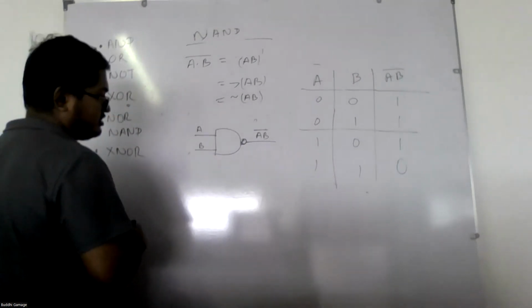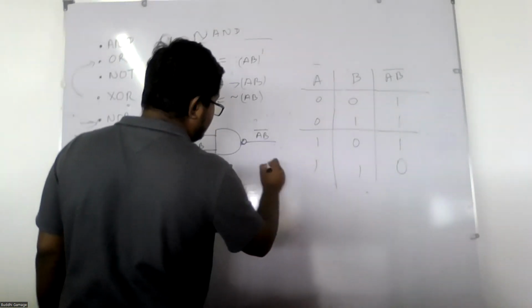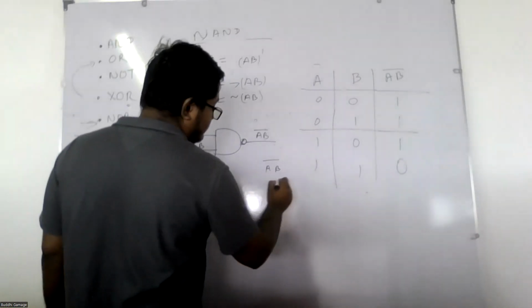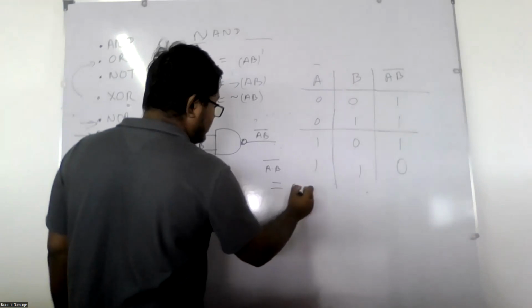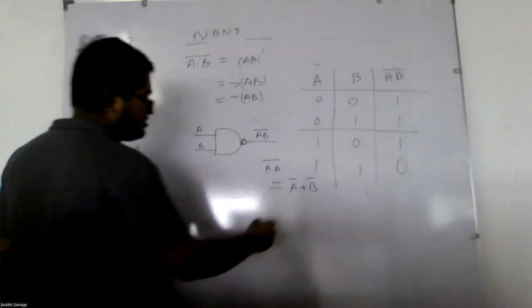Yes, in De Morgan's law, this will be equal to A bar plus B bar.